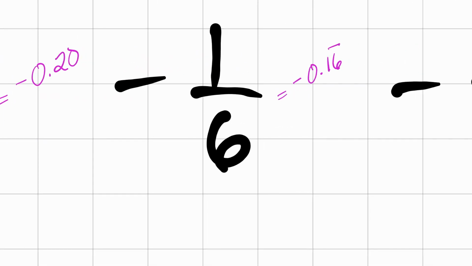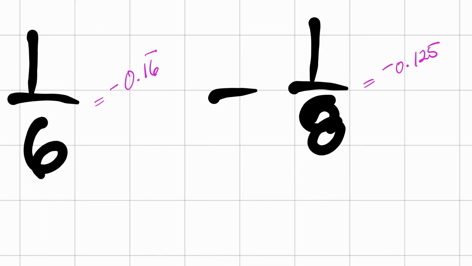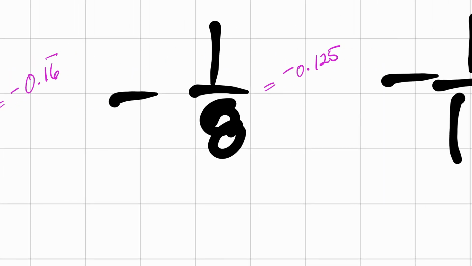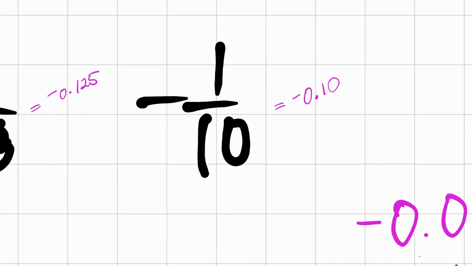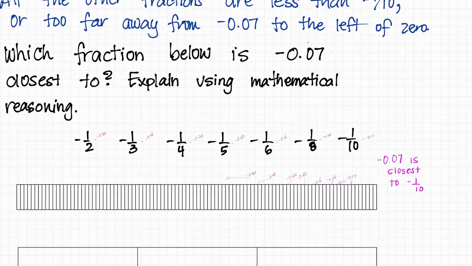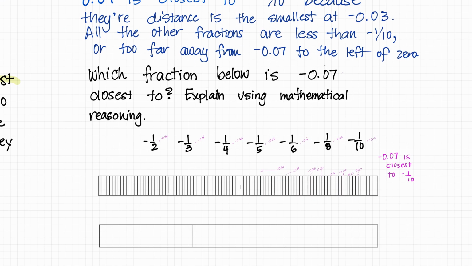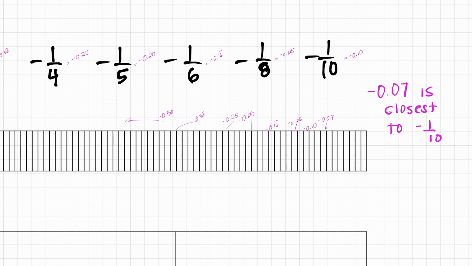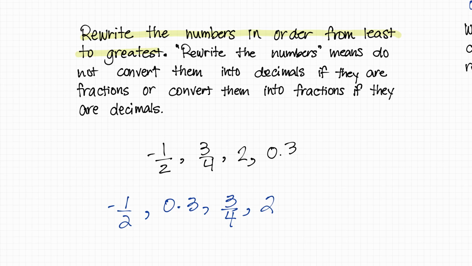But the trick is, in my problem, these are all negative numbers. So you're going to have to know where to place them on the number line. As you can see, I placed all of the decimals on the number line based on a hundredths chart. And here's an example of how to respond to this problem.